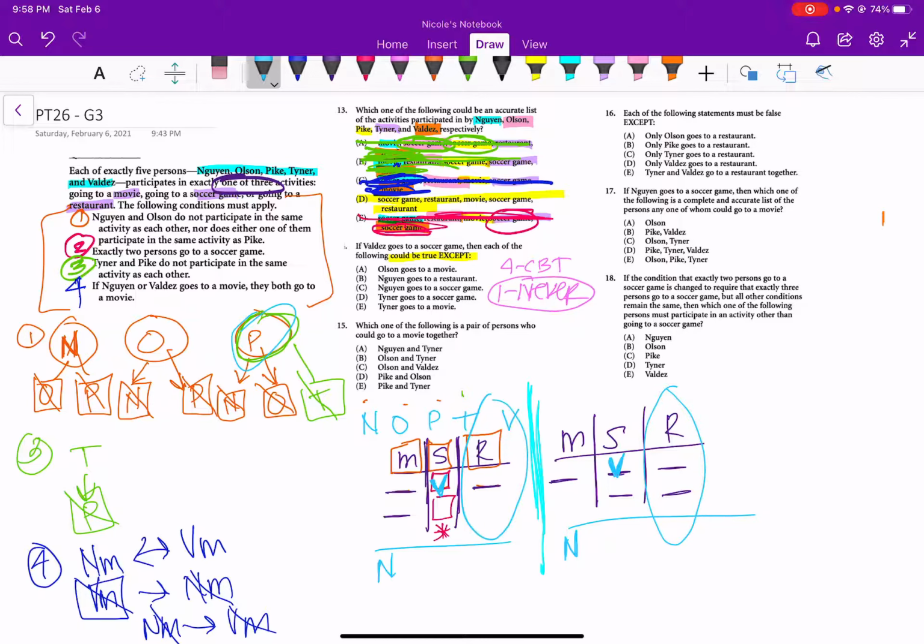C, could N go to a soccer game? I think so. We have nothing constraining it. T goes to a soccer game. Or T goes to a movie. Uh-oh. I'm going to have to think deeper about this one.